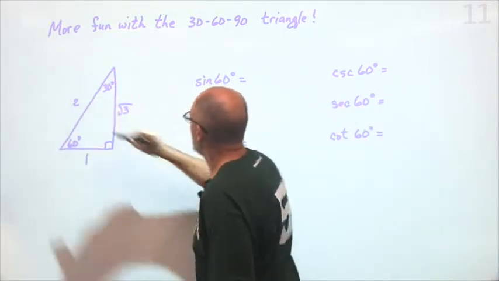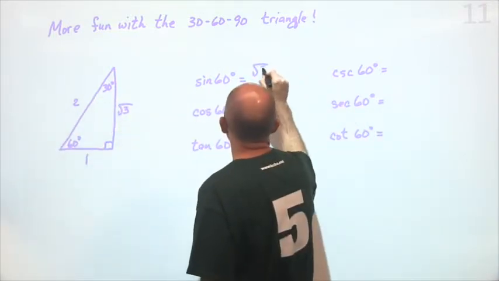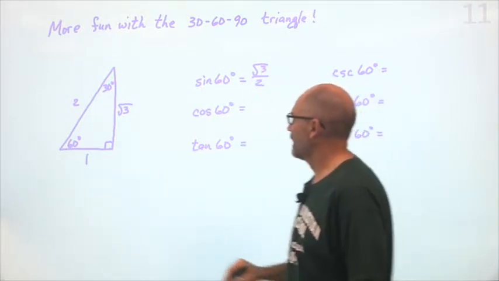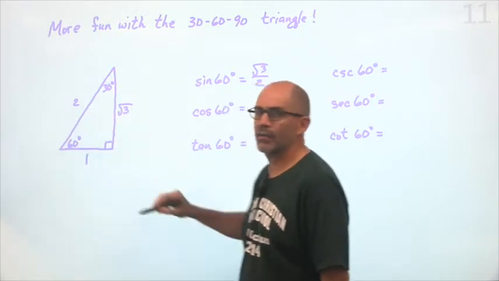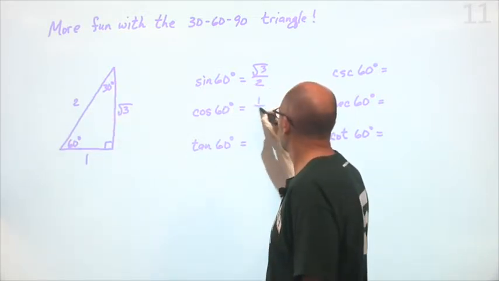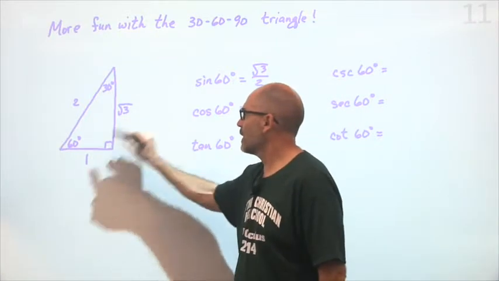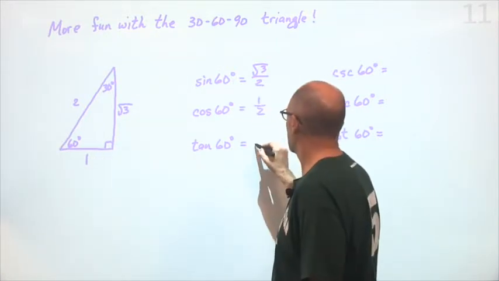opposite over hypotenuse. That's square root of 3 over 2. Cosine of 60, adjacent over hypotenuse, 1/2. Tangent of 60, square root of 3 over 1, opposite over adjacent.